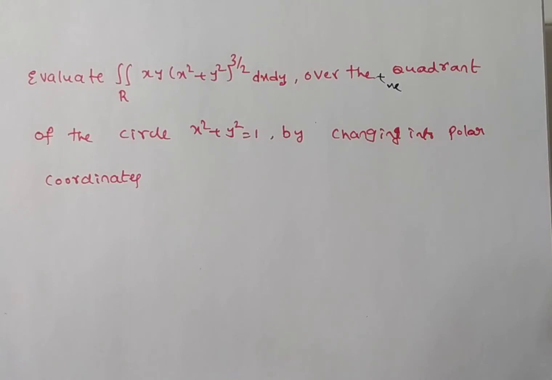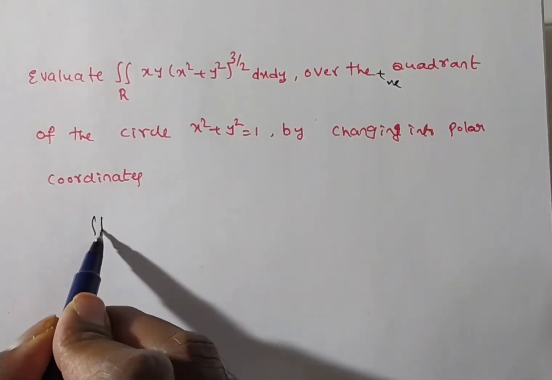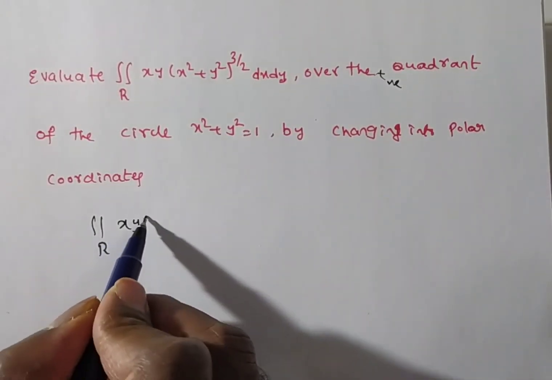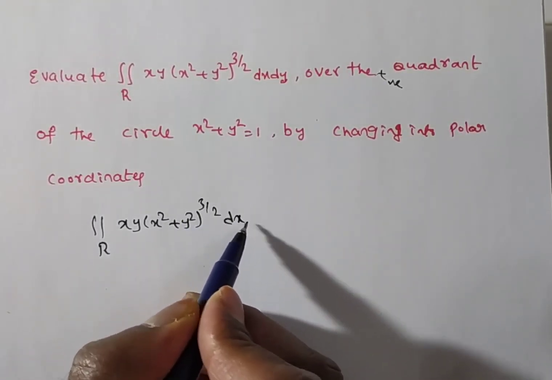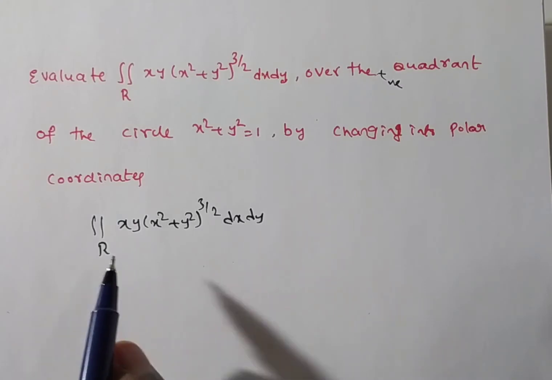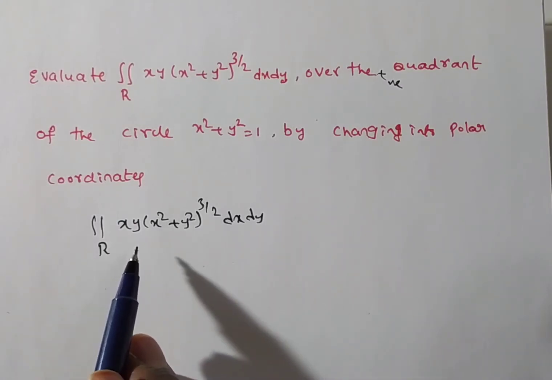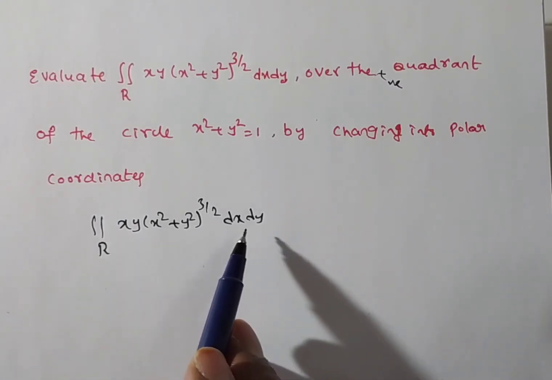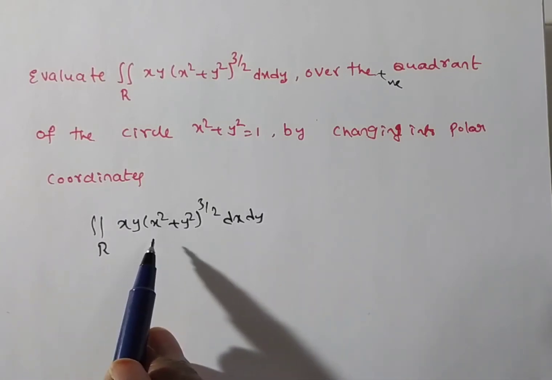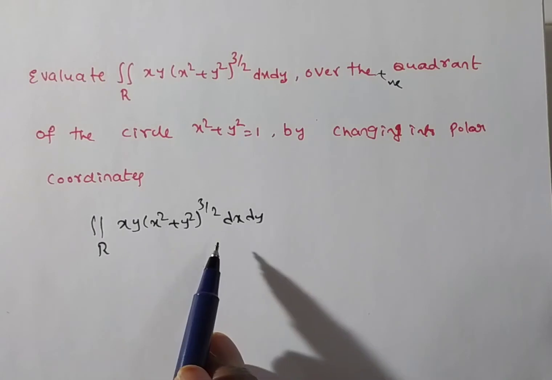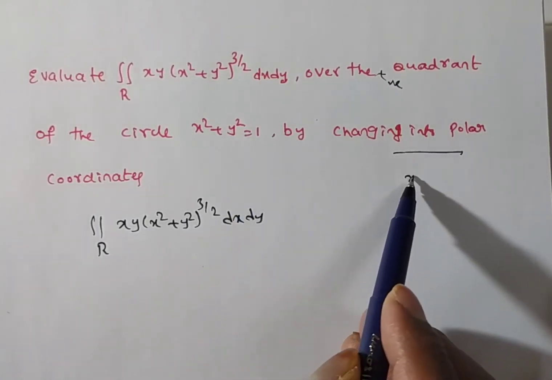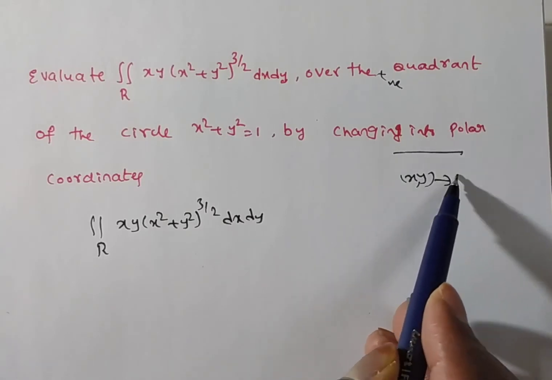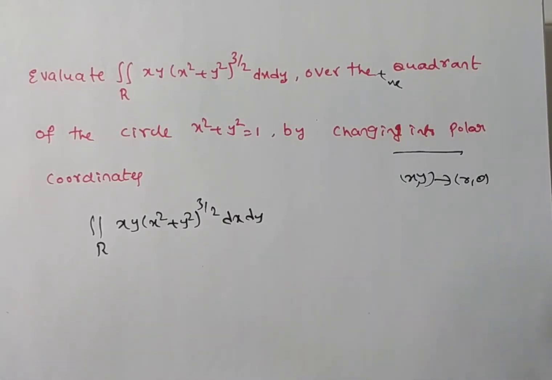You see friends, the given problem is the double integral over R of xy times (x square plus y square) whole to the power of 3 by 2 dx dy. So the integrand you observe, we are integrating with respect to x comma y. That is nothing but we are evaluating in Cartesian coordinates. Now we have to change into polar coordinates, from the x comma y variables to r comma theta.